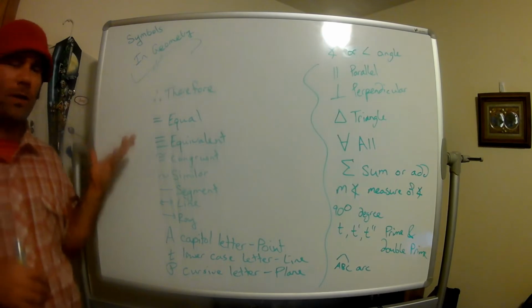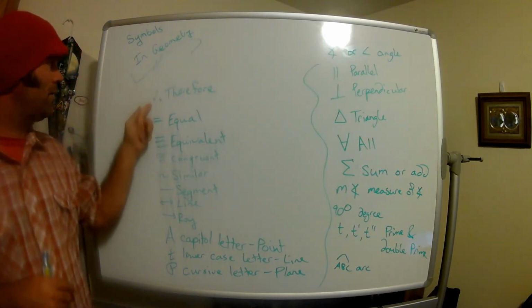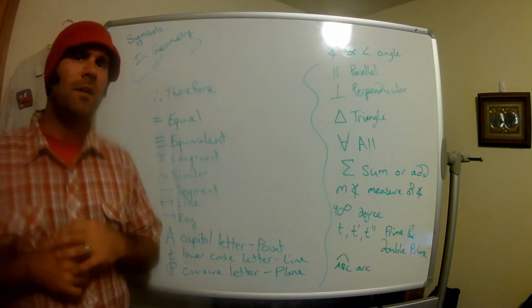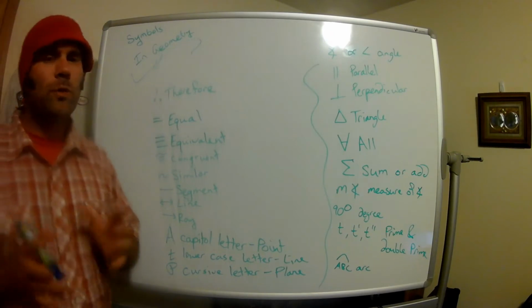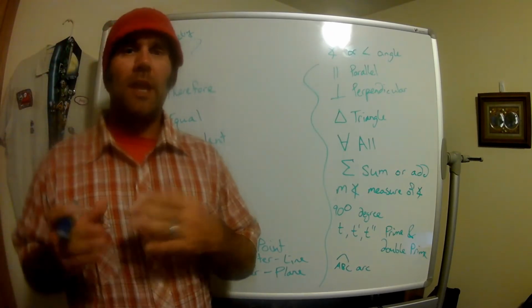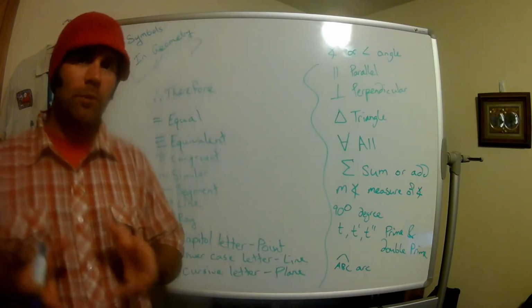Alright, our first one is therefore. Therefore is 3 dots. Looks kind of like a triangle that's not connected. It's got the 3 vertices, and it just means therefore. It's really there to be the last statement in a proof. So we'll get there when we get to proofs.